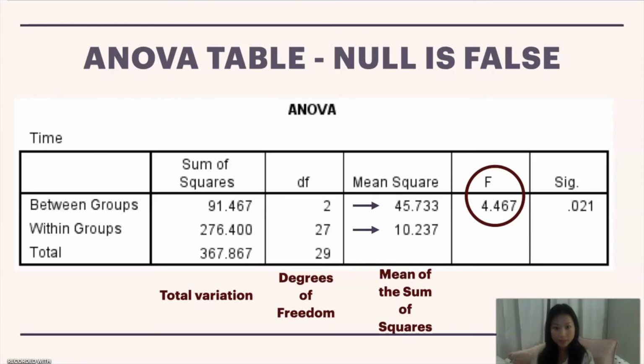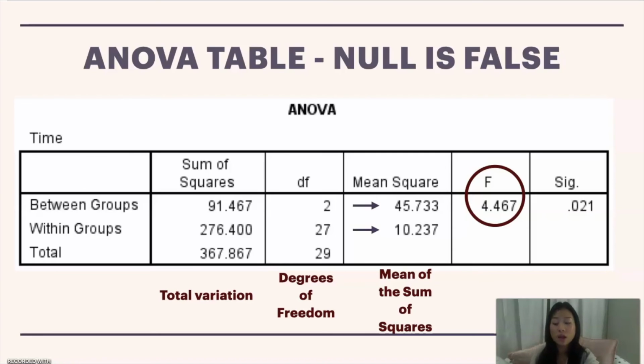So in this example, the mean square between groups is very large. As you can see, it's 45, whereas the mean square within the groups is 10. So the difference between the group means is very large compared to the denominator, and that gives us a very big F value of 4.5. As you can see, this is statistically significant.